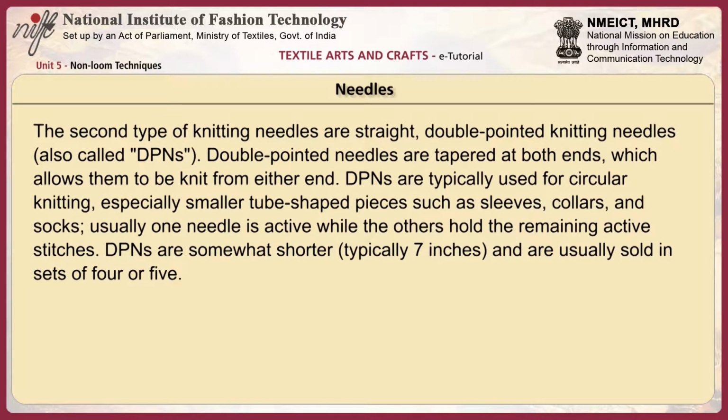The second type of knitting needles are straight, double-pointed knitting needles, also called DPNs. Double-pointed needles are tapered at both ends, which allows them to be knit from either end. DPNs are typically used for circular knitting, especially smaller tube-shaped pieces such as sleeves, collars, and socks. Usually, one needle is active while the other holds the remaining active stitches. DPNs are somewhat shorter, typically 7 inches, and are usually sold in sets of 4 or 5.